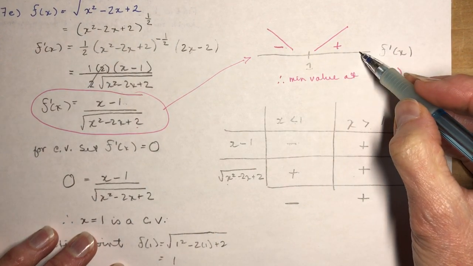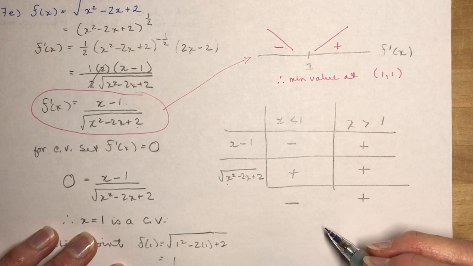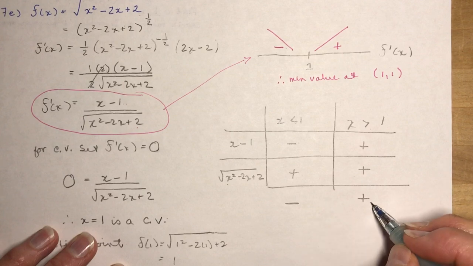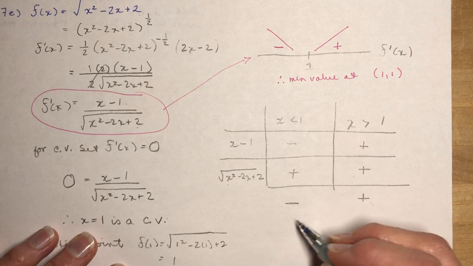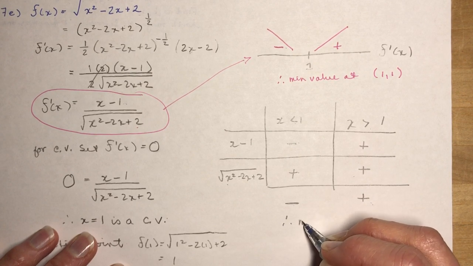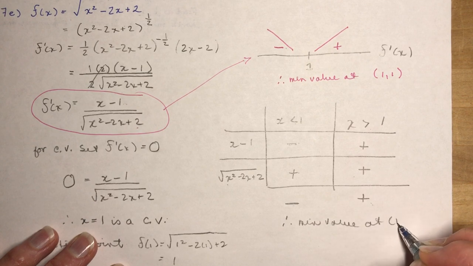So the same solution, just a different method. So you would then say, okay, because it goes from negative slope to positive slope, this is a first derivative test, so from negative to positive slope, therefore there is a minimum value at (1, 1).